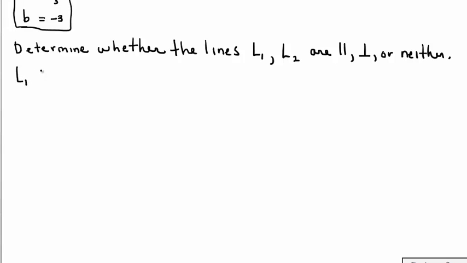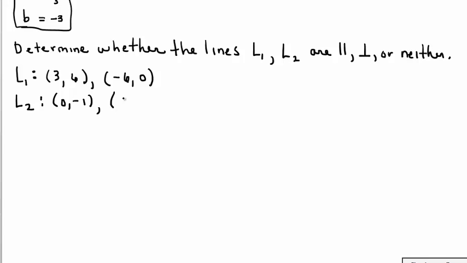All right, let's say that line 1, and this is going to be a colon here, contains the two ordered pairs (3, 6) and (-6, 0). And let's say that line 2 contains the ordered pair (0, -1) and (5, 7/3).